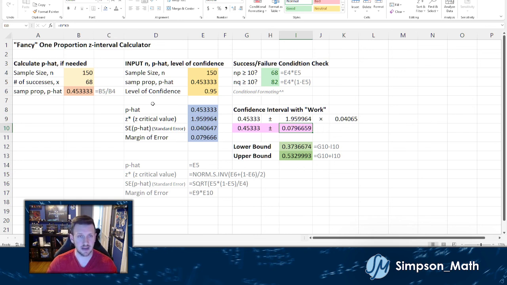So now I have this working calculator. I can put in whatever x I want, whatever n or p hat I want. If I have the x, I can convert to the p hat over here, and it'll just work.